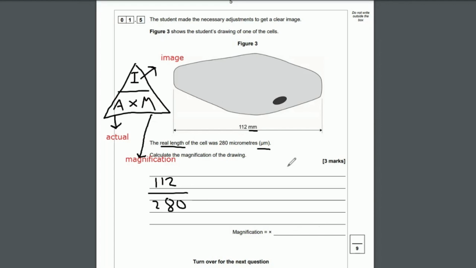But really what we need to do is convert this, because this is in millimeters. We need to put these into the same size, and this is micrometers. Now you've got a choice. We can either, to put this into millimeters, divide 280 by 1,000, or I can say I want to put my millimeters into micrometers, and then I can times this by 1,000. I find it easier to turn millimeters to micrometers, and you do that by timesing by 1,000.